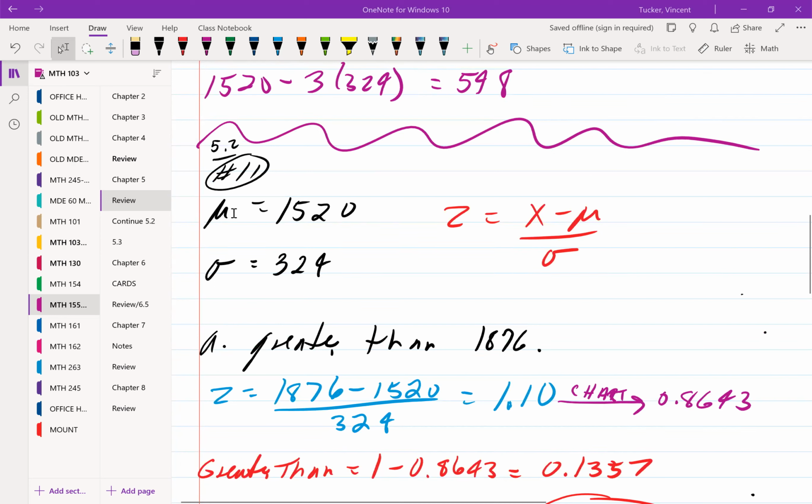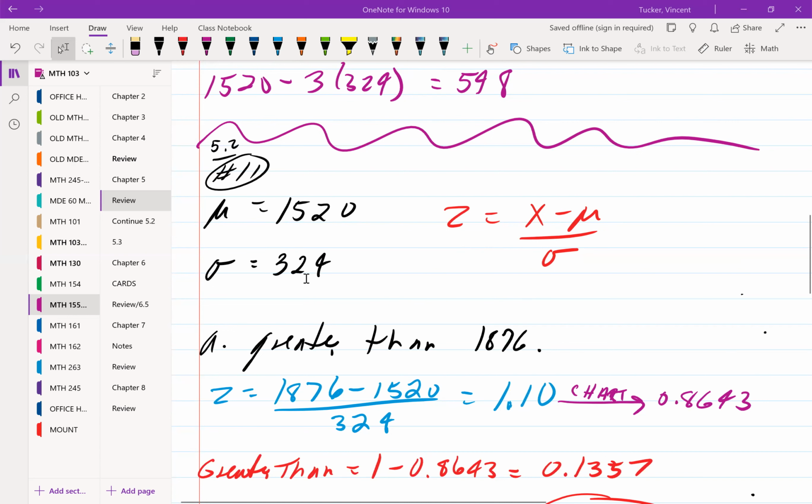First thing they did was they gave us the mean, which was 1,520, standard deviation was 324. We're going to use our Z-score formula, which is our data value minus the mean divided by the standard deviation. Our data value in question for the first one is 1876. So you plug that into the formula: 1876 minus 1520 divided by 324. And that gives you 1.10. And always remember your Z-scores are always going to be rounded to the second decimal place.